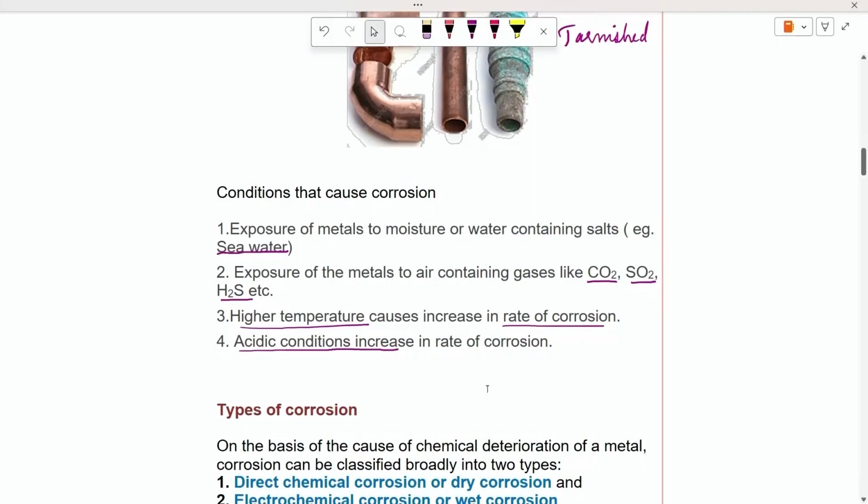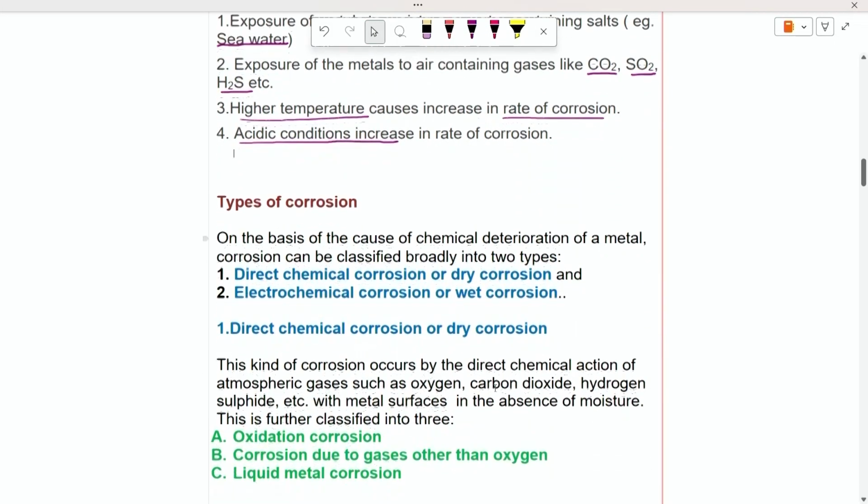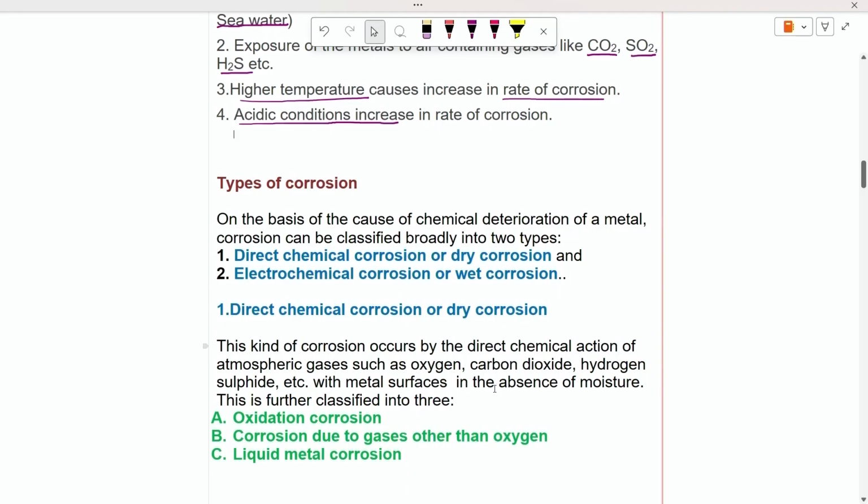Now, we will go for the classification of corrosion, and remember we are going on the basis of the chemical deterioration taking place in the metal. There are many classifications for corrosion from the engineers' view, and here we are mainly focused on the chemical deterioration of metal, how it is getting deteriorated chemically. Based on that, we have the classification.